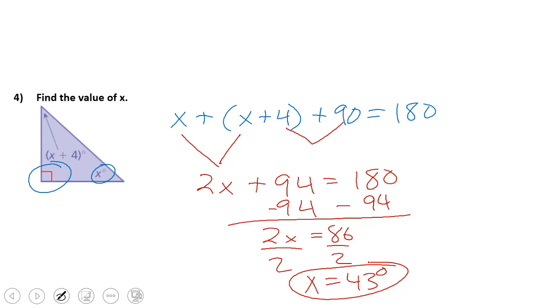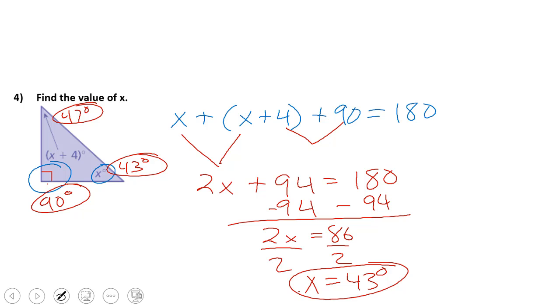So x is 43 degrees. We know this one right here is 90. We know this one is 43. And then we can come up here and we can say 43 plus 4. That would be 47 degrees if we wanted to know the value of all the angles.